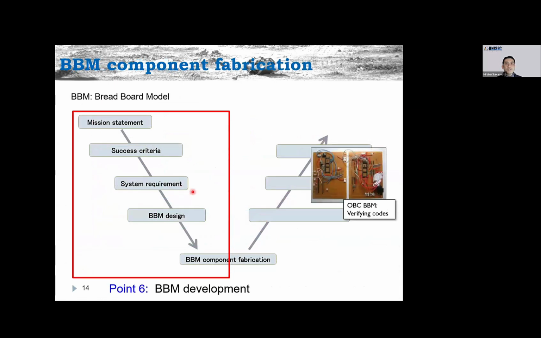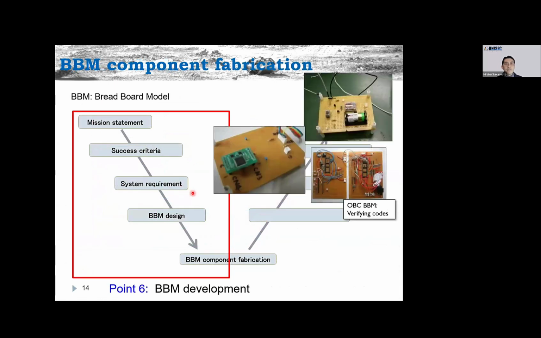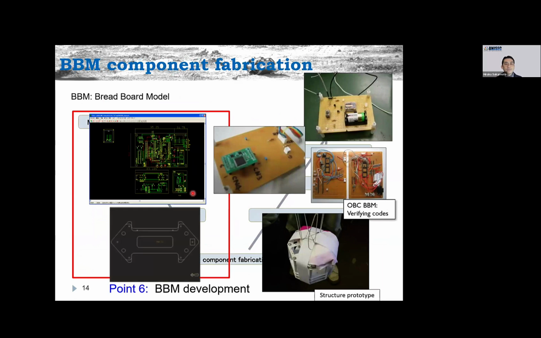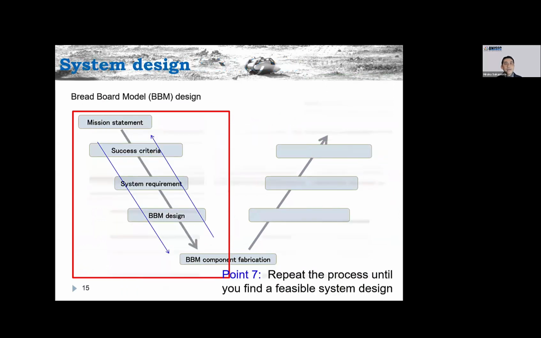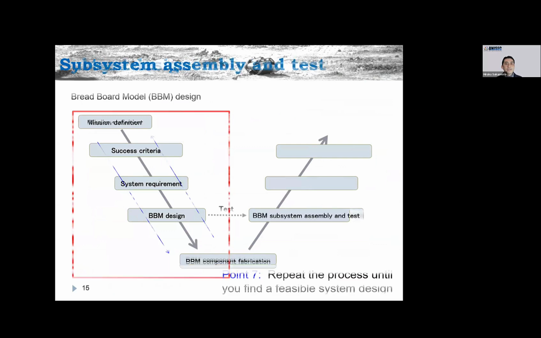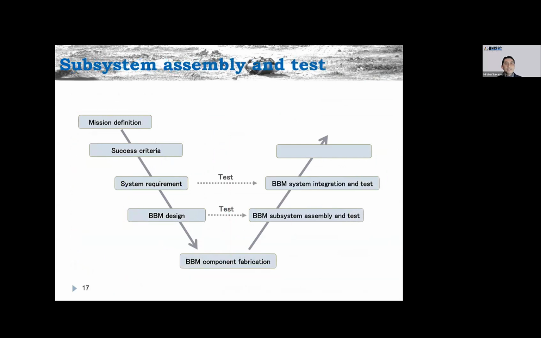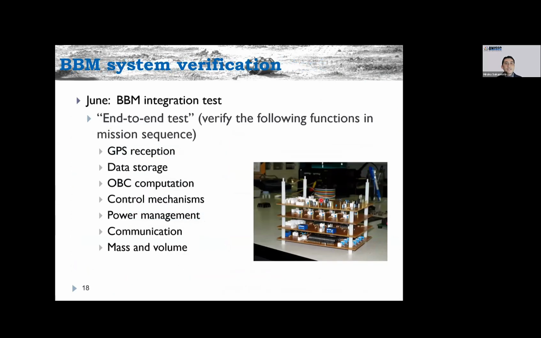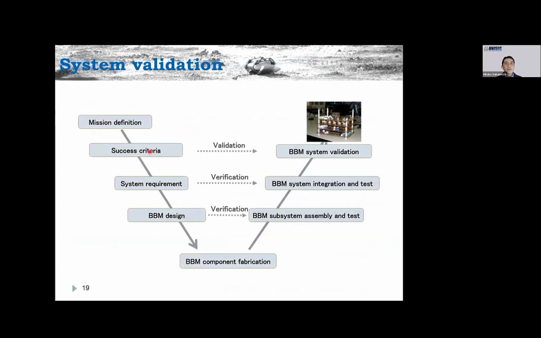Then they decompose the system into system blocks. Then this is a prototyping process. Nobody knows the clear answer from the beginning, so we carry out trial and error. This is a very repetitive process. Finally, we integrate the subsystem and the system. Then we carry out an end-to-end test by using a breadboard model. So we have already reached the right top.